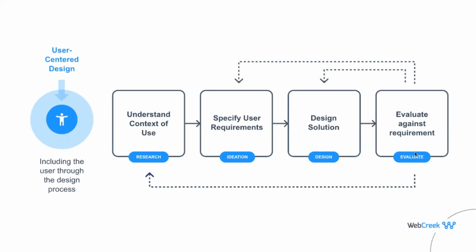Okay, we found out there are good things, but there are also problems, so we need to go back again. Let's understand the context of use of that MVP. Let's specify new user requirements and perform an update. Let's work on a prototype and then launch it and evaluate it again. That's what a lot of companies do.